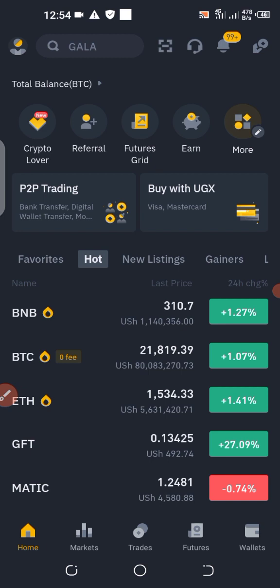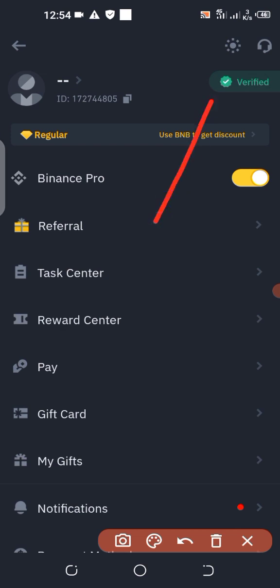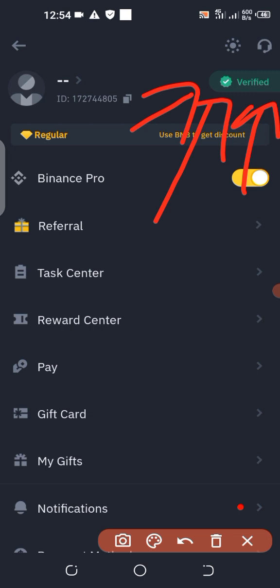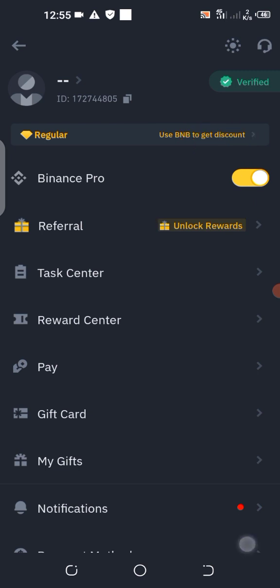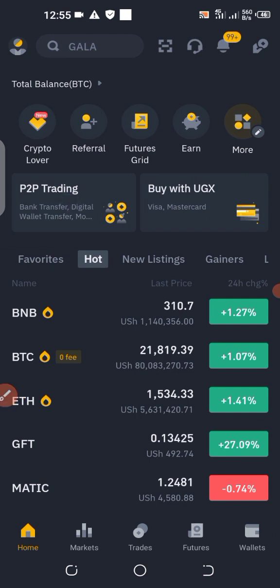Before engaging in any trade or any transaction on Binance, you must make sure that you are verified. You see it here? The moment you're not verified, it will cause trouble. This thing here, verified, that tick must be there. You must have been verified by Binance. You must submit your documents for verification. After being verified, the next step is going to P2P trading.